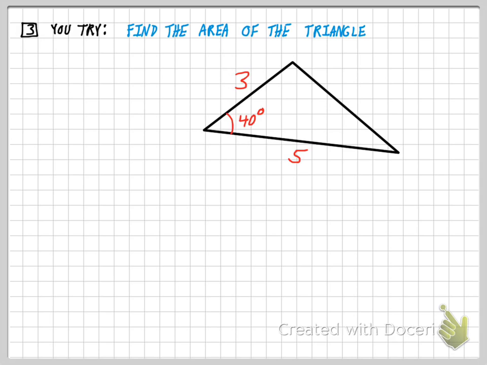Alright, here's a you try. Take the information below, see if you can find the area of this triangle. Okay, this is an example where I have two sides and the angle between them, and so the area of the triangle is going to be 1/2 AB sine C, or whatever letters you want to call them, but it's the side 1, side 2, and the sine of the angle between them. 4.82 is what you should have gotten.